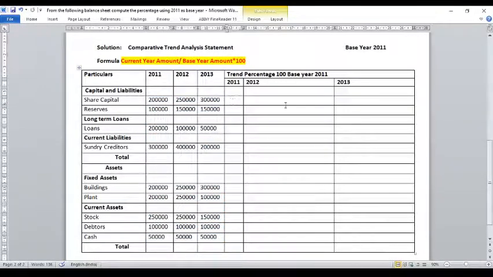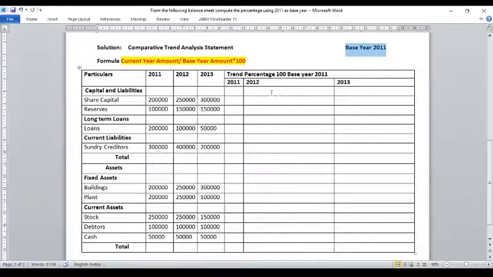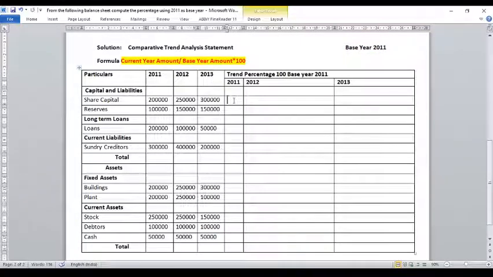Next, as the base year is 2011, as we have discussed in the previous problem, the trend percentage for the base year will always remain at 100. So I'll be just entering 100 for all these items. So that means our trend percentage for the base year will always remain at 100. Next, we are coming to share capital.